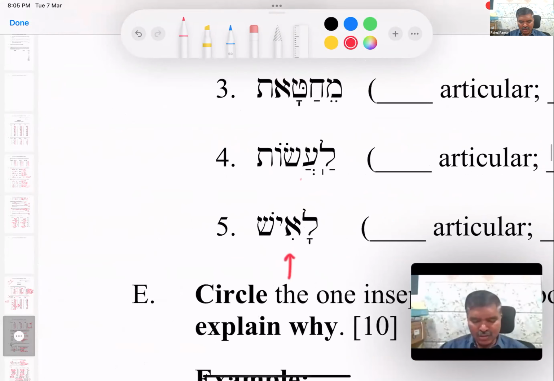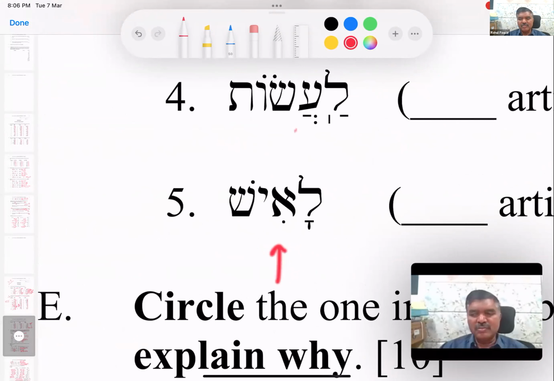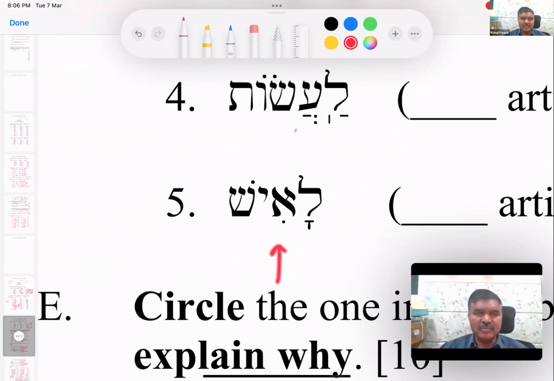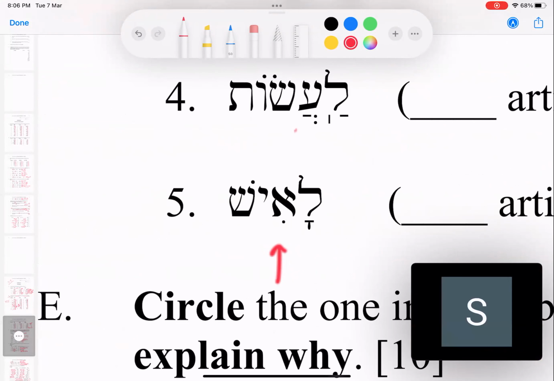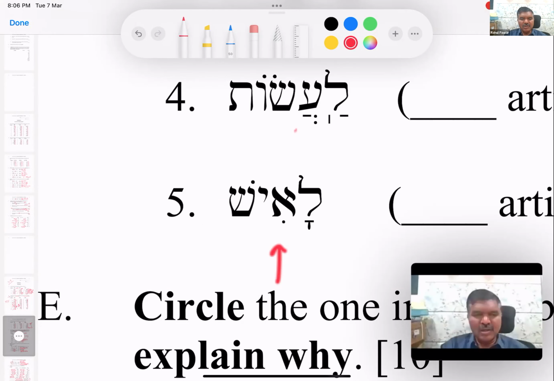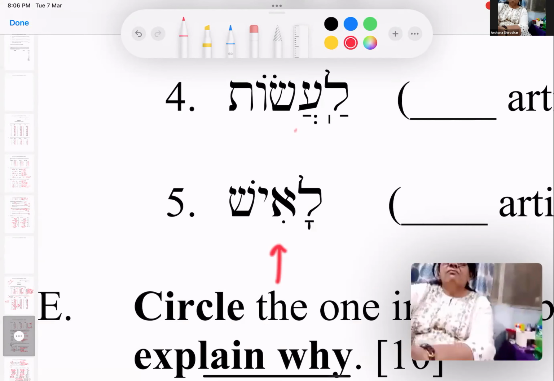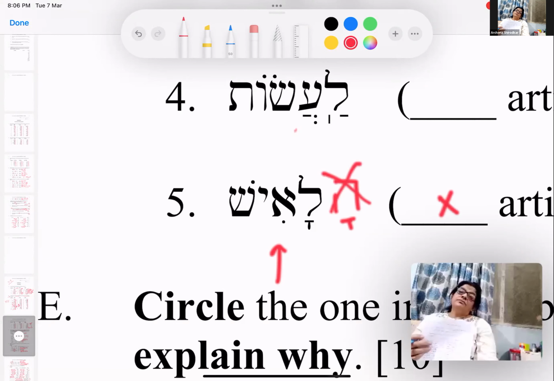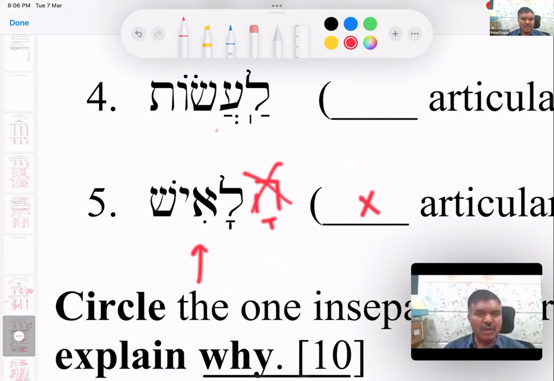The last one, la ish. Is it articular or anarthros? Articular. So before a weak guttural, the pointing and position of hey will be haish. You're getting it? It will be haish and hey will be omitted and it will become laish. So it is articular. So where articular is there you have to put a cross mark.